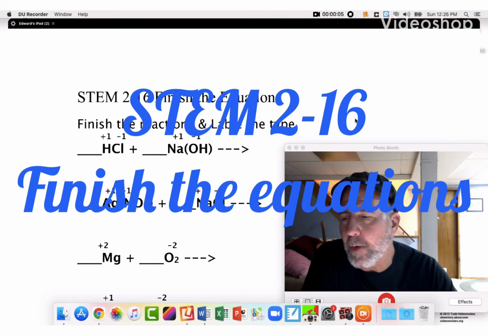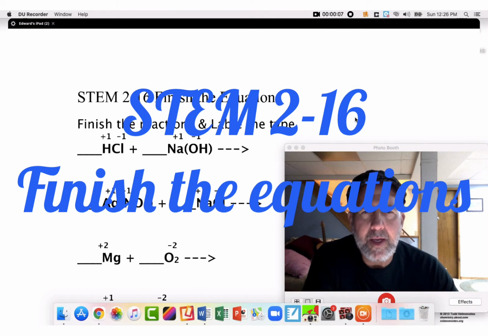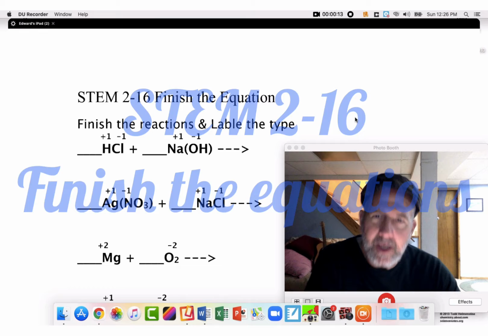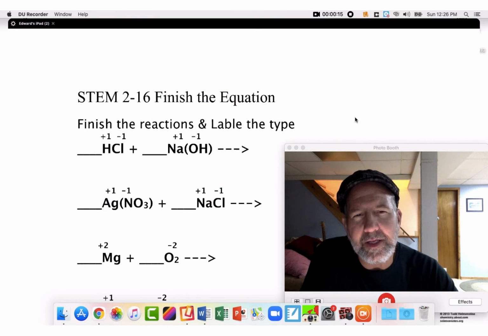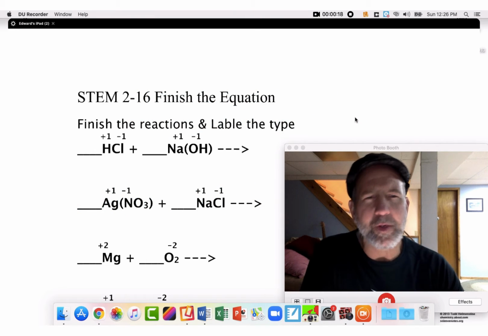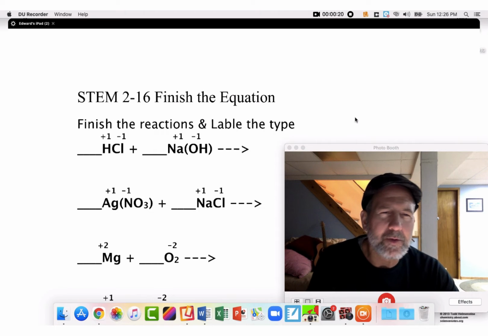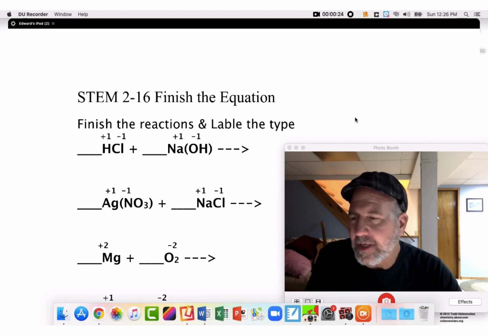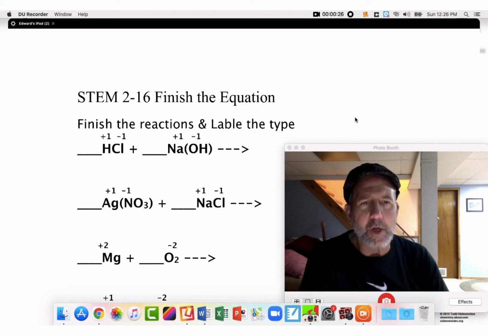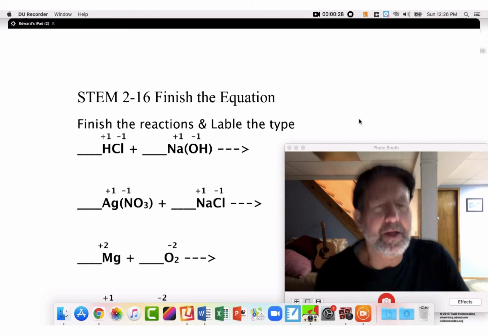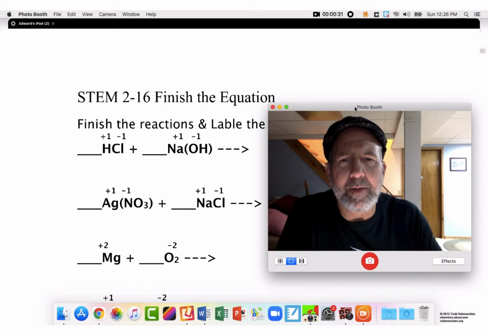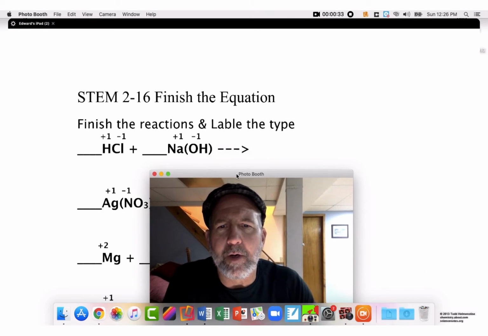Page 216, finish the equation. What we're going to do today is take our knowledge of balancing equations and add that to our knowledge of writing formulas, and add that to our knowledge of knowing what type of reaction it is, and put those three things all together into finishing the equation. So let's just get started. Let's move me out of the way a little bit so we can look at problem number 1.